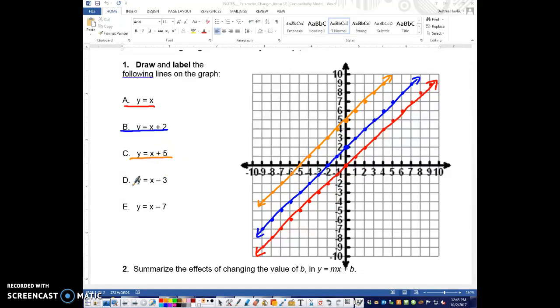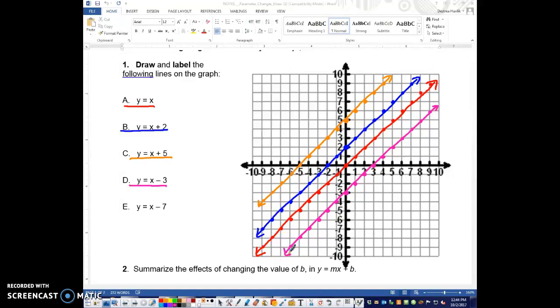Okay, so now what do you think is going to happen when we do x minus 3? Well, our y-intercept is this negative 3. So we go down 1, 2, 3. Okay, the slope is still 1 over 1. Connect those dots.